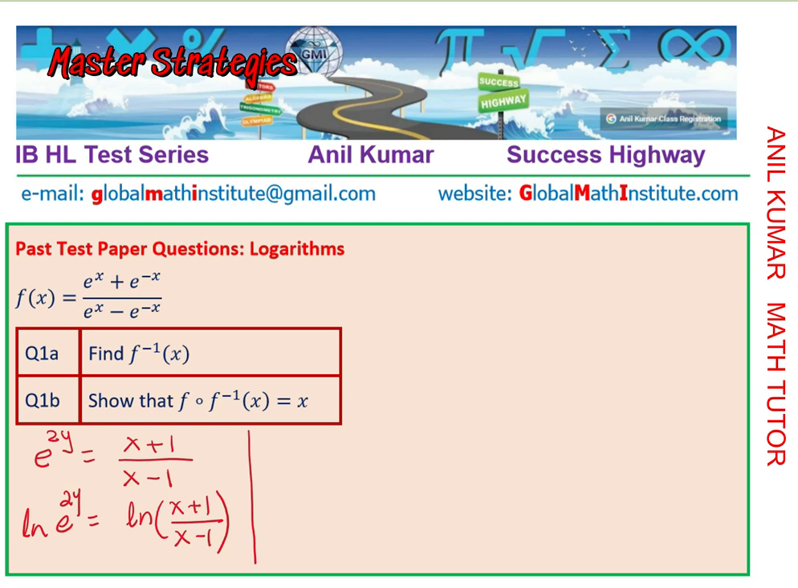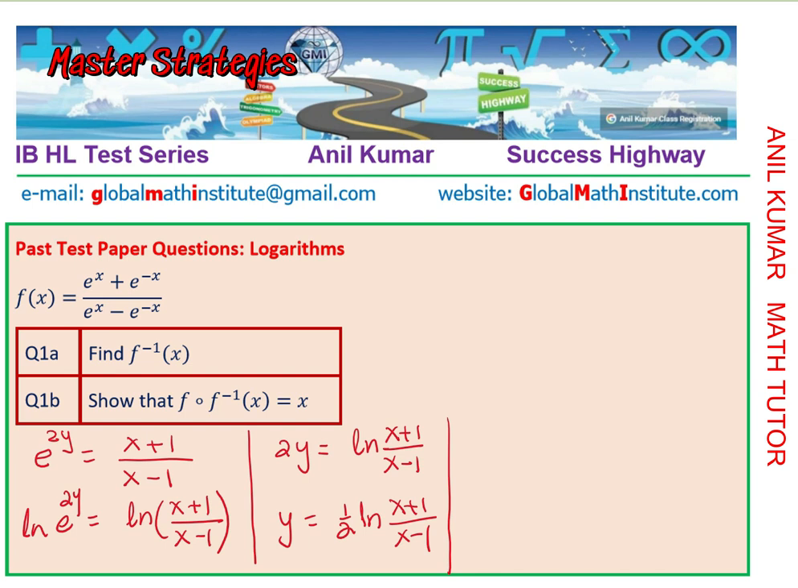Correct? So ln and e are inverses of one another, and therefore what we get is 2y equals ln of x plus 1 over x minus 1, or y equals half of ln of x plus 1 over x minus 1. Is that clear to you? Half. You could write it as a power of 2 also, right? So that is what we have written. So now we have found the inverse of the function, right?